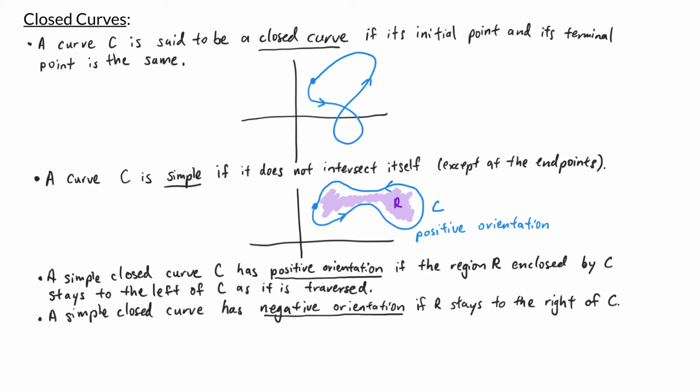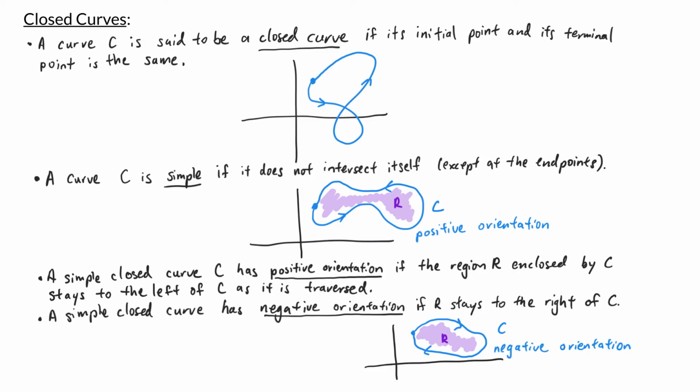We say that a simple closed curve has negative orientation if the region R stays to the right-hand side of the curve C. For example, let's say I have a curve like this. It starts with this initial point, and this time it goes around clockwise. My region R is this region enclosed. So this time, as I traverse my curve, starting at my initial point and going along the curve, I notice that my region is always on the right-hand side of the curve. So we say that in this example, my curve has negative orientation.